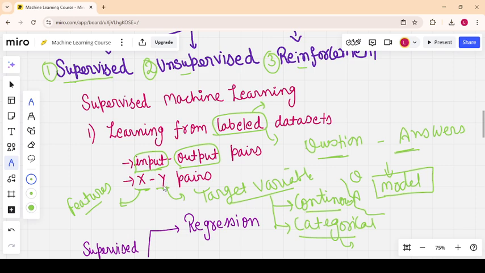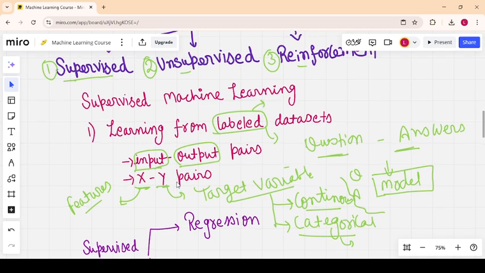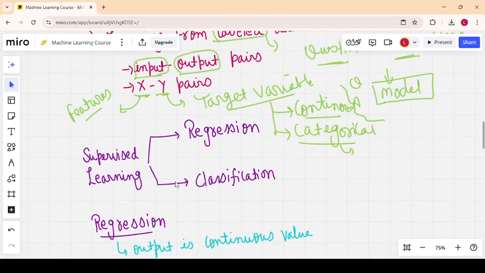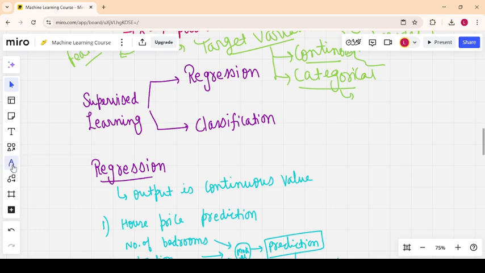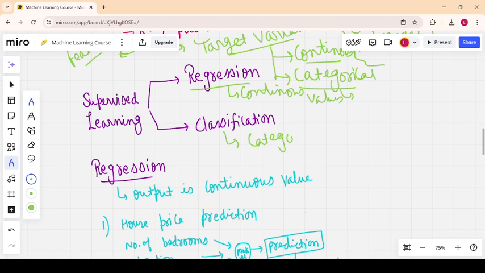Based on the nature of the output we get from the model, we further divide supervised machine learning into two types. First is regression, second is classification. In regression, the output is a continuous value, and in classification the target is categorical, that is, finite categories.